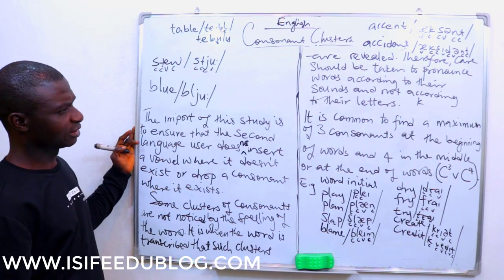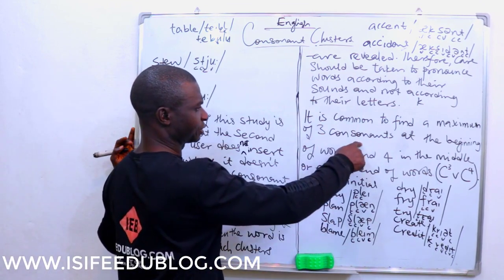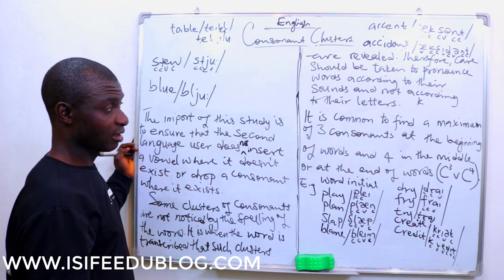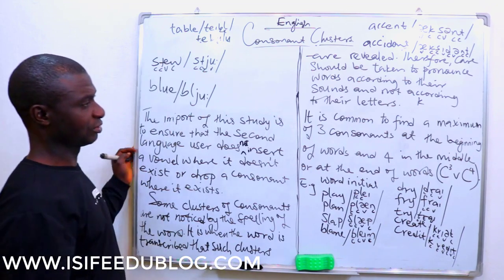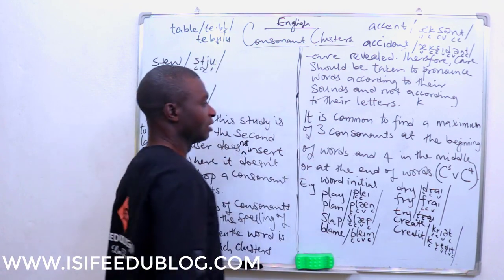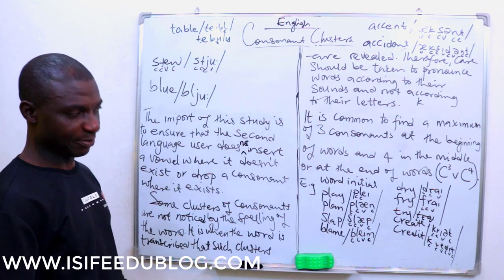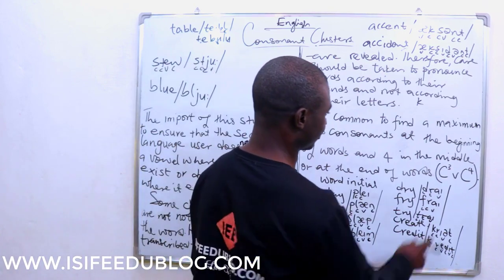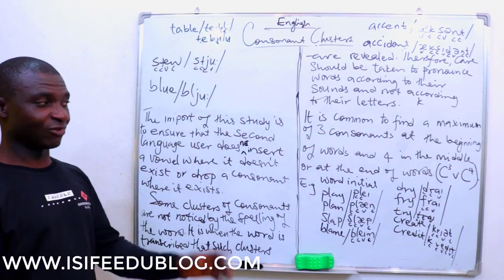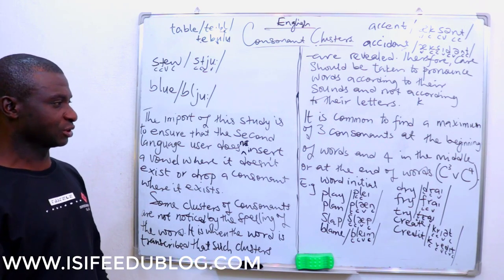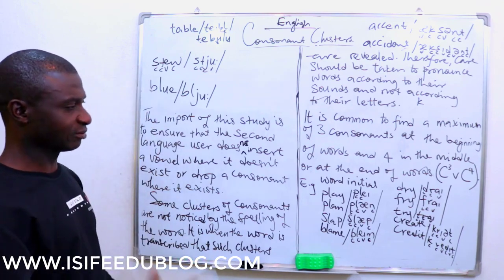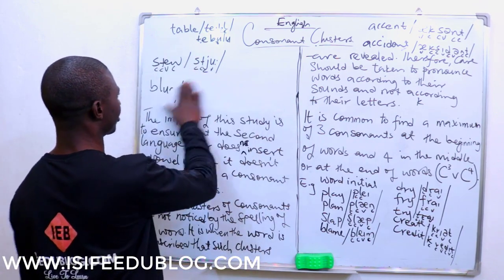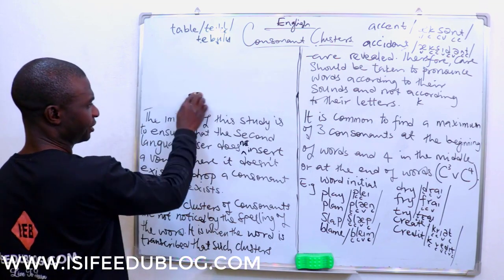It is common to find a maximum of 3 consonants at the beginning of words and 4 in the middle or at the end of words. Now, language is not a fixed thing. Anything could happen. But like I said here, it is common. What is common is that you have a maximum of 3 consonants at the beginning of English words and 4 in the middle or at the end of English words. But if there is anything more than that, it shouldn't mean that it is wrong.